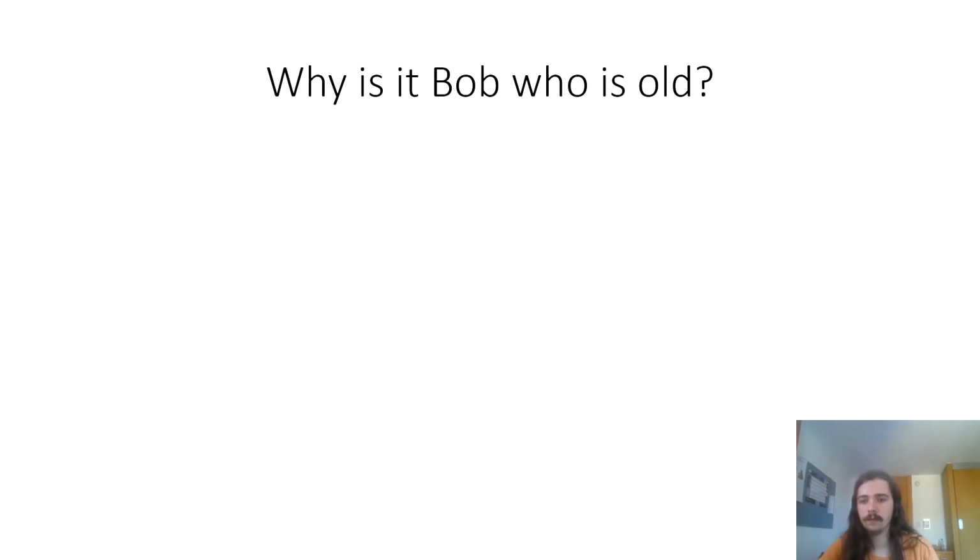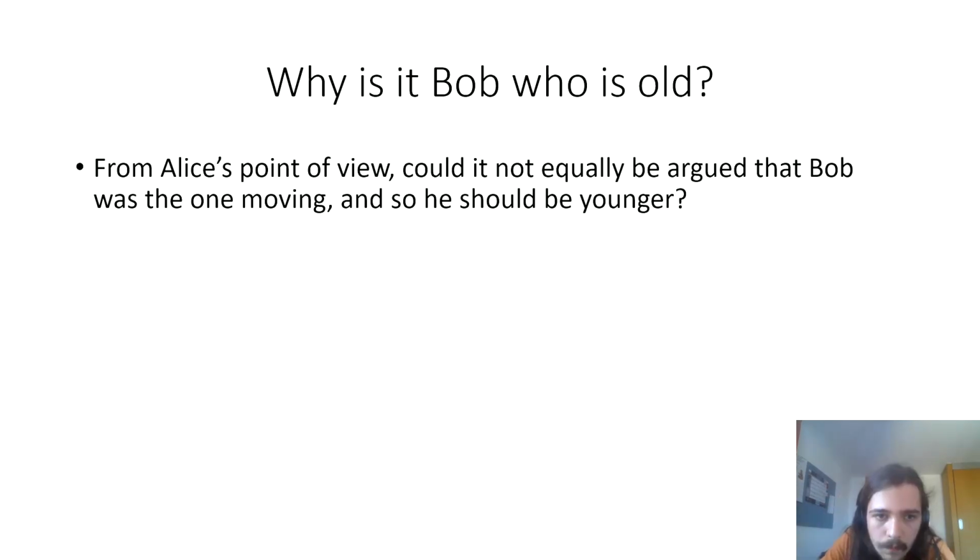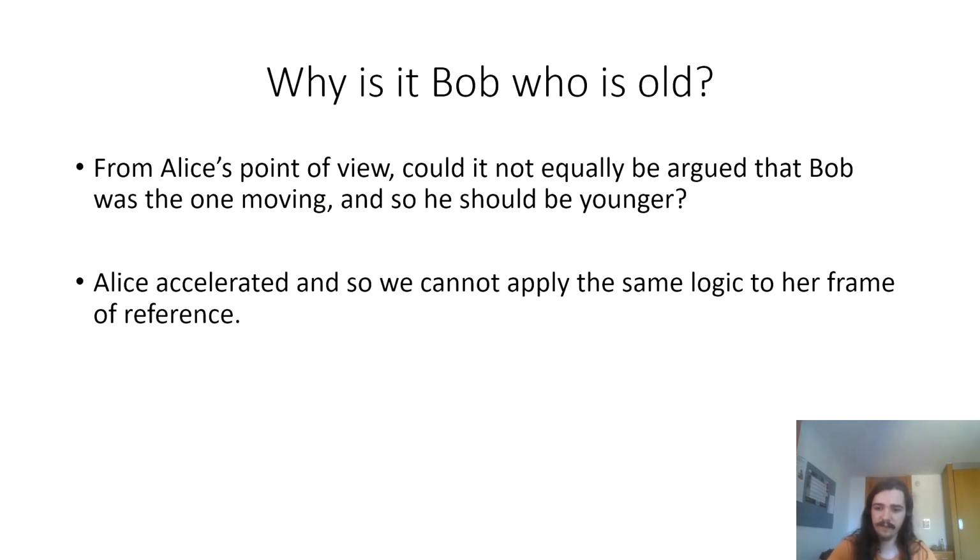And so the question is then, well, if velocity is relative, then why is it Bob who is old rather than Alice? Couldn't we make the same argument that, well, from Alice's point of view, Bob was the one who was moving at a very high speed in the other direction, and so it should be Bob who is younger? Well, this can actually be resolved, because if Alice is going at a high velocity and then returns to her home planet, then at some point she must have accelerated. So remember, acceleration is a change in velocity, so either a change in speed or a change in direction. And so because Alice has accelerated at some point, then the laws of physics will be different for Alice at that time. And so we can't apply the same logic to her frame of reference, because her frame of reference is not moving at a constant velocity, it's accelerating.